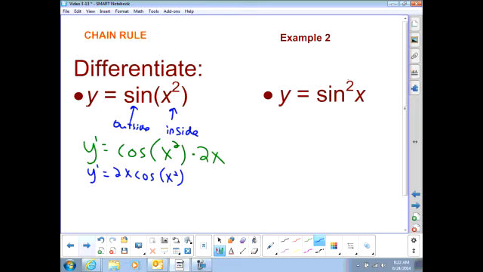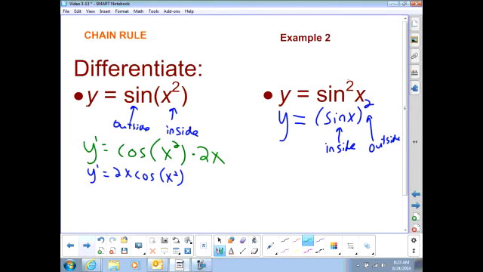Now, when you have a sine squared x, that is the notation that we write. But what you need to know, and this is especially helpful for when you have to plug it in the calculator, this is really saying the whole thing sine x is being squared. So now our outside is something being squared, and our inside is the sine x.